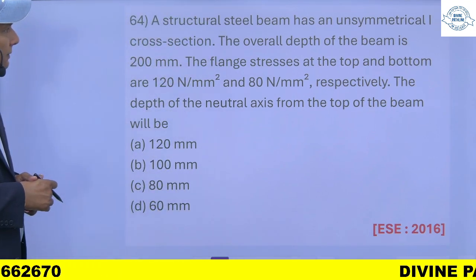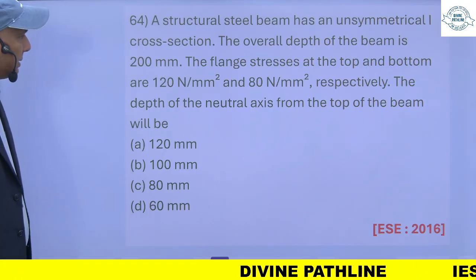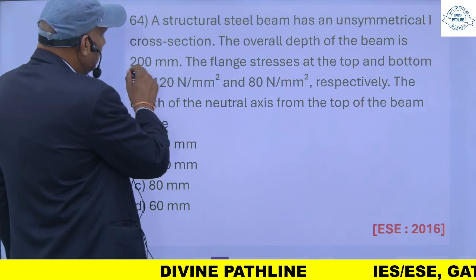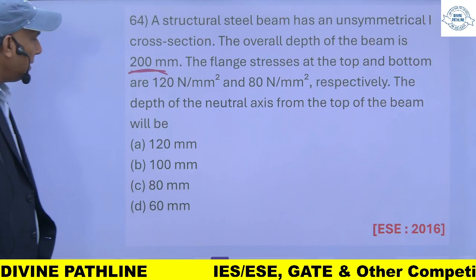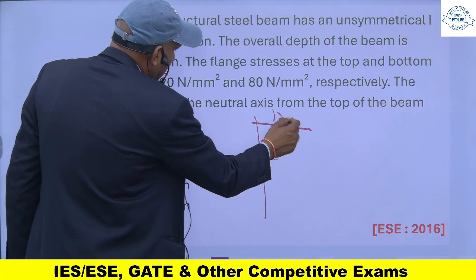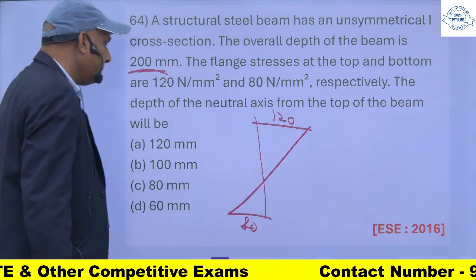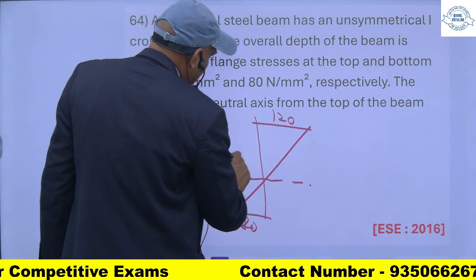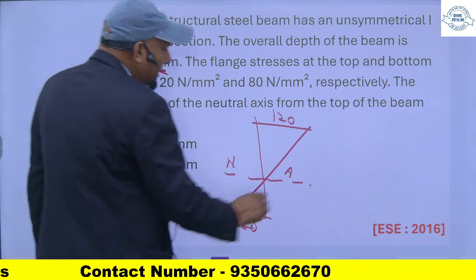A structural steel fiber has an asymmetrical cross section. The overall depth of the beam is 200 mm. The flange stresses at the top and bottom are: at the top it is 120 and at the bottom it is 80 Newton per mm square. So this is the neutral axis, and the overall depth, what he says, is 200.